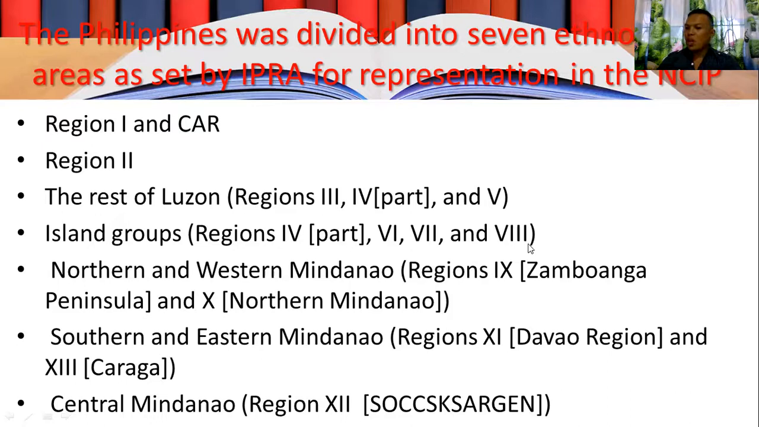And the rest, or the 61%, can be found in Western Mindanao, region 9, Zamboanga, or in region 10, Northern Mindanao. Then there's also region 11, Davao region, or Caraga. Then Central Mindanao, or Soccsksargen, region 12. So that is the distribution. It is represented in 7 divisions. You divide into 7. There you will see the different groups or people considered as the indigenous peoples in our country.